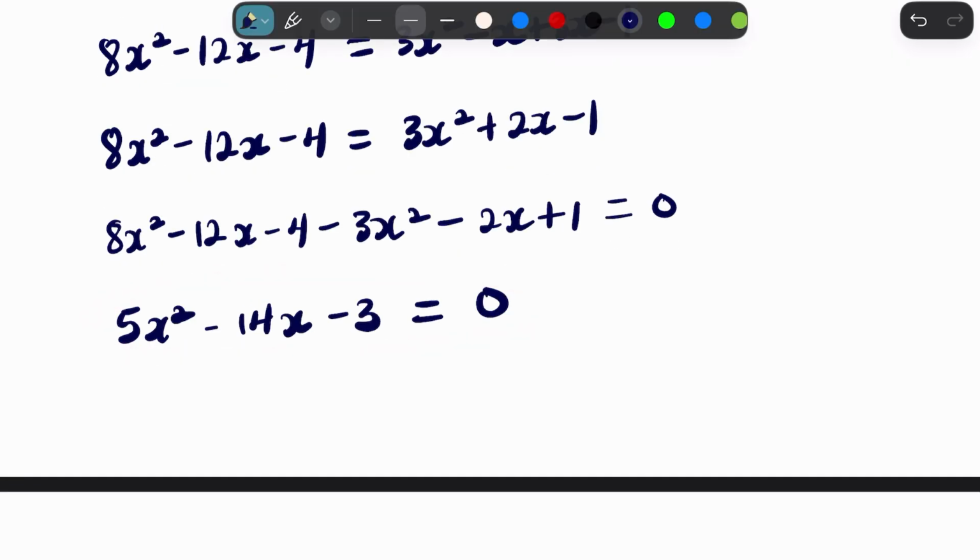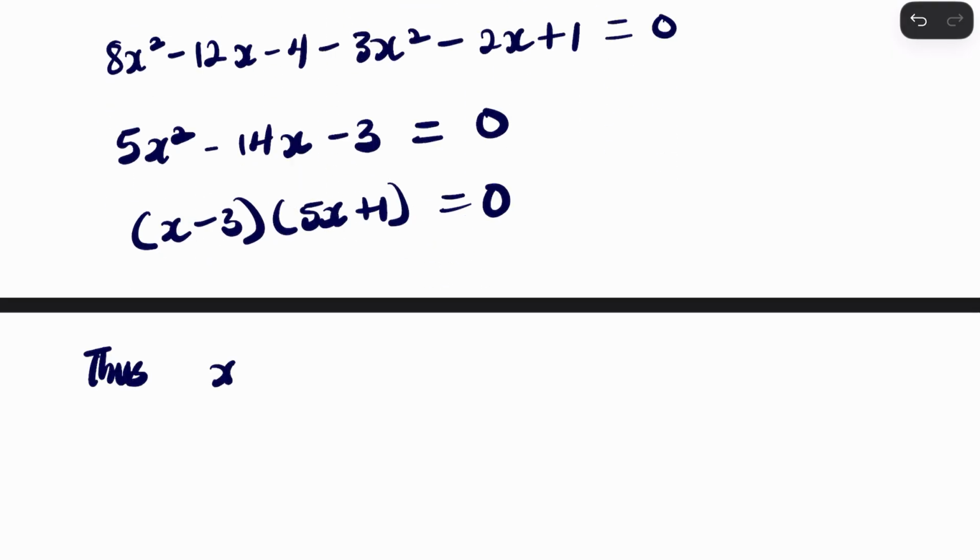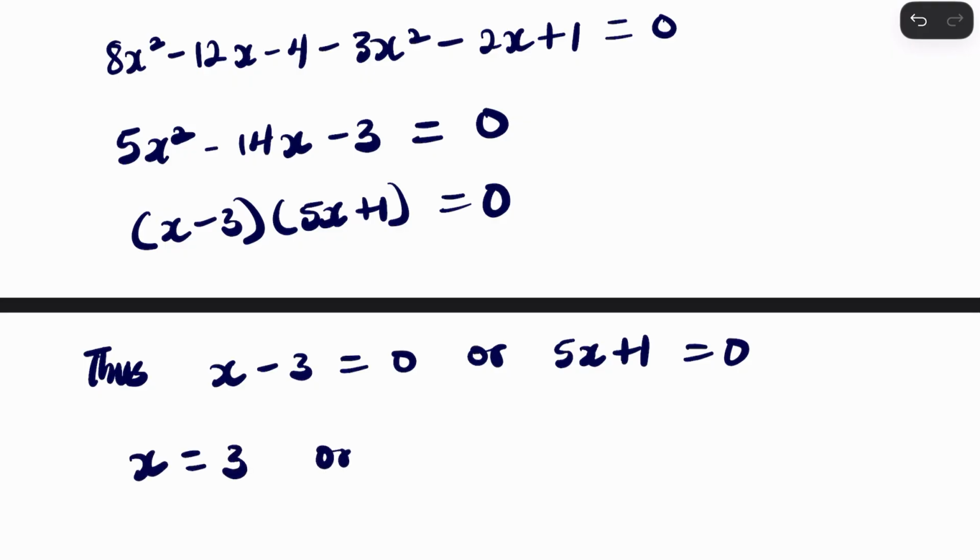Factoring this, we are going to have x minus 3 multiplying 5x plus 1 is equal to 0. Thus, x minus 3 is equal to 0, or 5x plus 1 is equal to 0. Thus, x is equal to 3, or x is equal to minus 1 over 5.